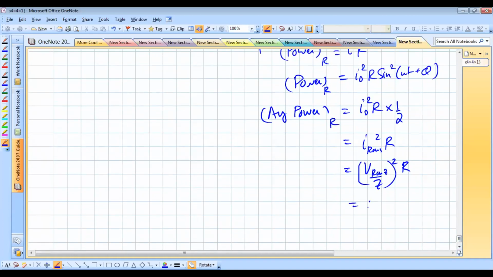So V RMS was 200 volts. Oh, sorry, Z I want to find out in ohms.